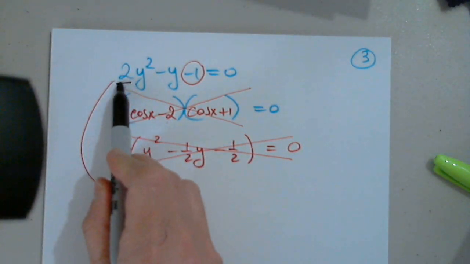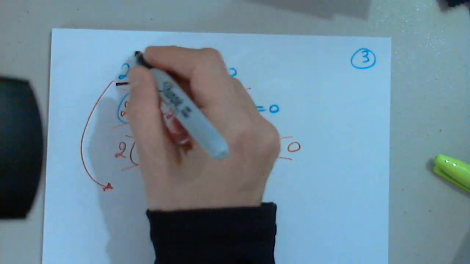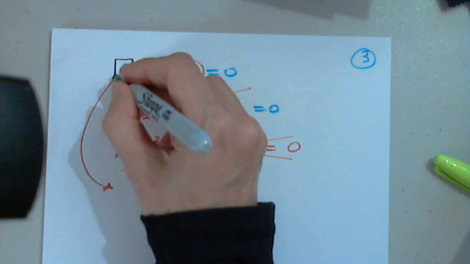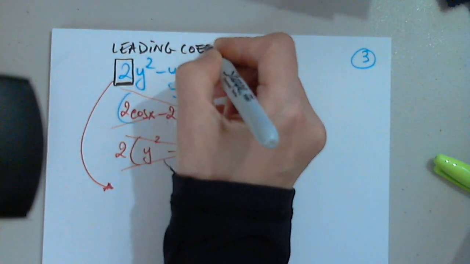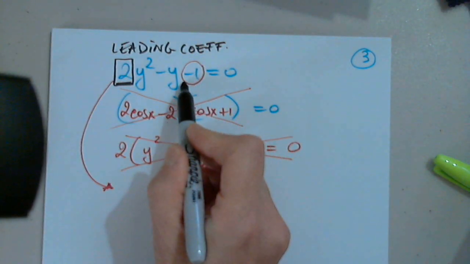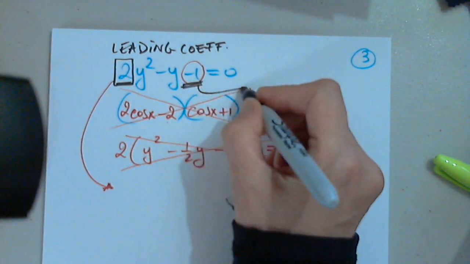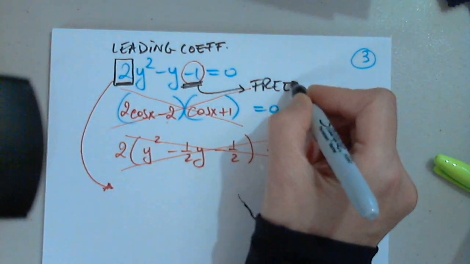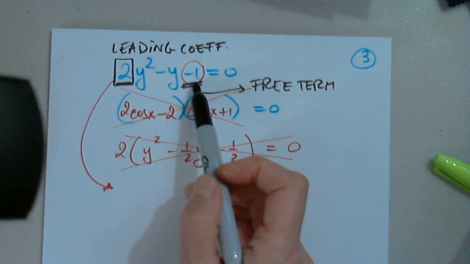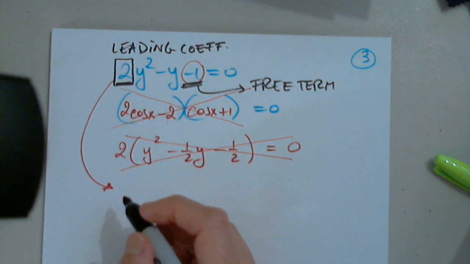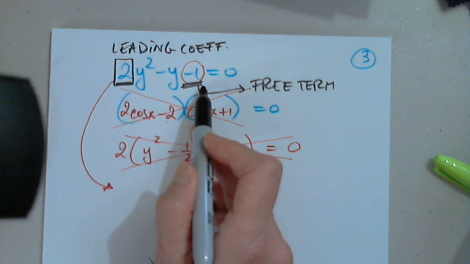The leading term is 2y squared, and this is the leading coefficient. This is what we like to call the free term. Why free term? It's because it doesn't have y. So this is in descending order.